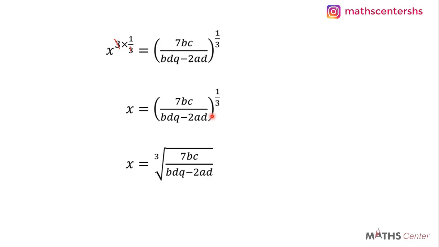From indices, we can write this as the third root of 7bc divided by bdq minus 2ad. So if here were to be 1 over 4, you will just write this sign here and change this 3 to 4. If it were to be 5, you write the sign here and change this 3 to 5. So you see that the principles are almost the same in all the roots. If you understand how to solve for one root or power, you can also solve for the other roots or powers.